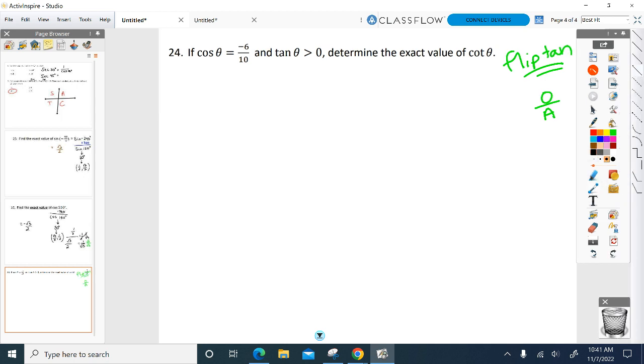But I would need a right triangle in a certain quadrant, wouldn't I? Based on this information, could you tell me what quadrant we're in? What's this greater than? Really a fancy way of saying tangent's positive. And what do you already know about cosine? It's negative. You know where this right triangle is going to be? Third quadrant. Tangent's positive, everything else is negative in the third.